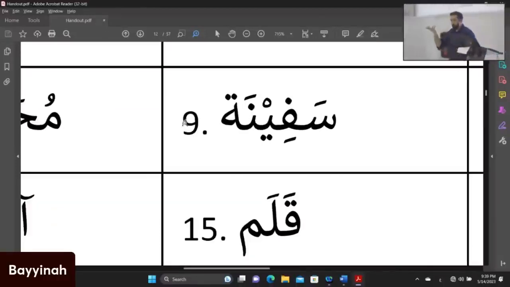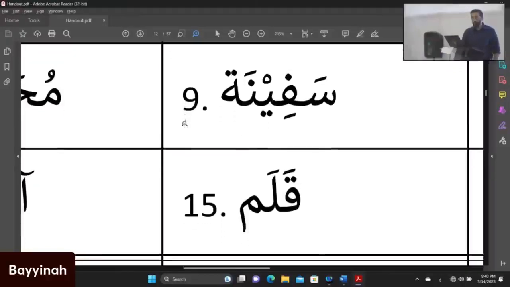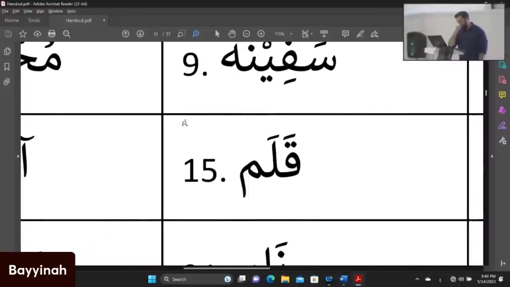It means ship. It just means ship. What do you think? A regular Arabic word, so Safinatun, Safinatan, Safinatin. Qalam. Qalam is what?